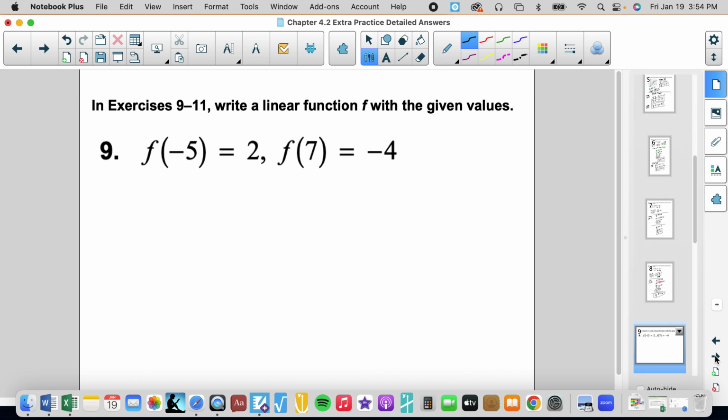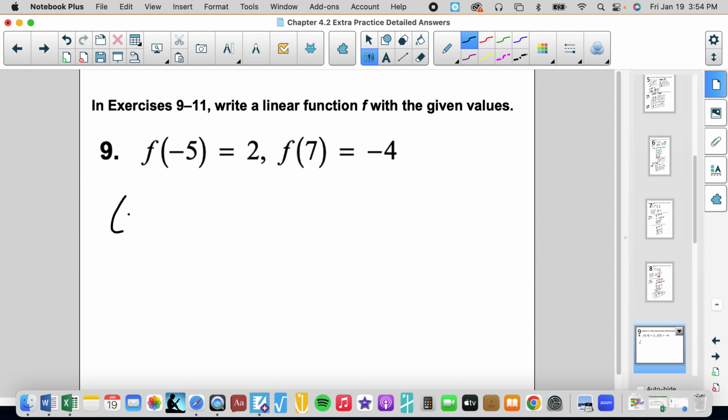Write a linear function f with the given values. Oh no. Well, yeah, I probably made a mistake on chapter 4.1. I didn't write f of x. Yeah. Go back to 4.1. Mr. Mack made a mistake. He forgot to write f of x as his final answer instead of y equals. He should have said f of x equals.